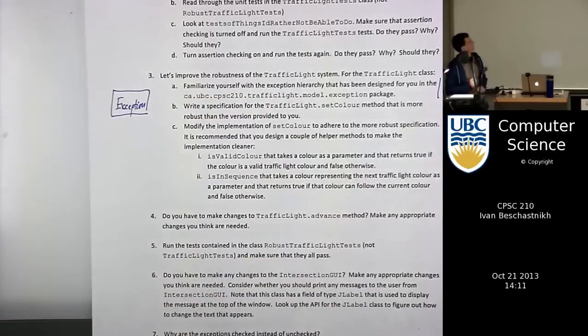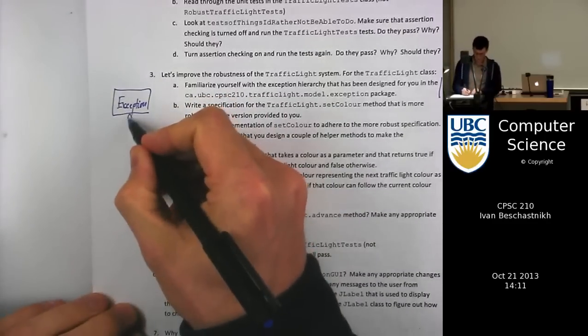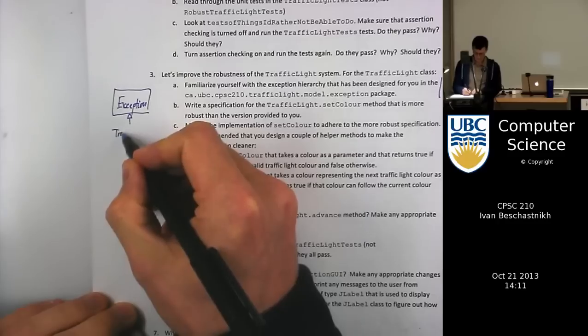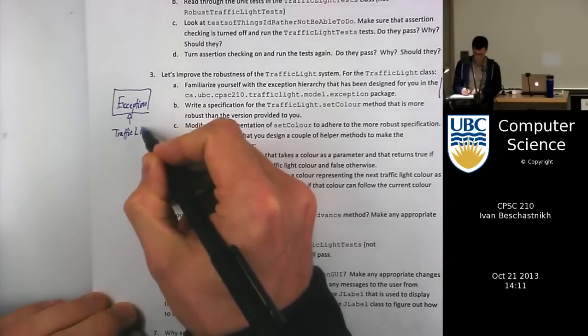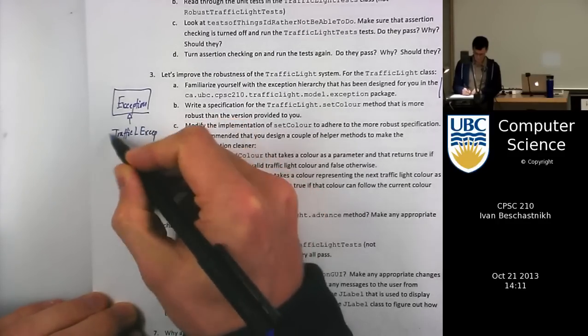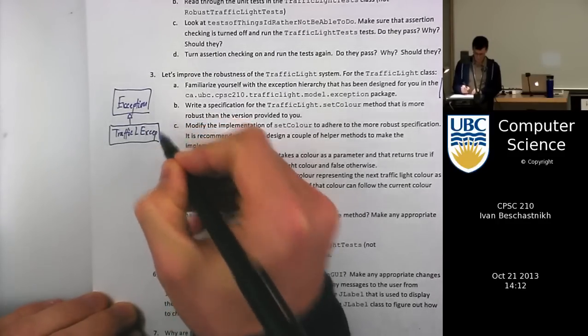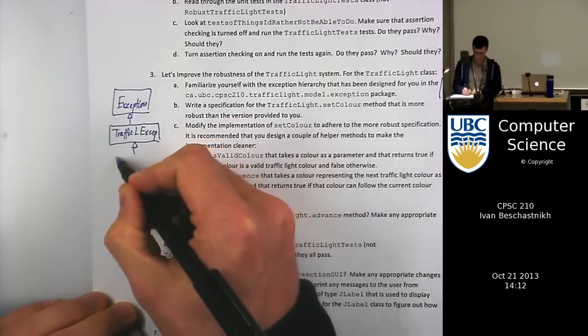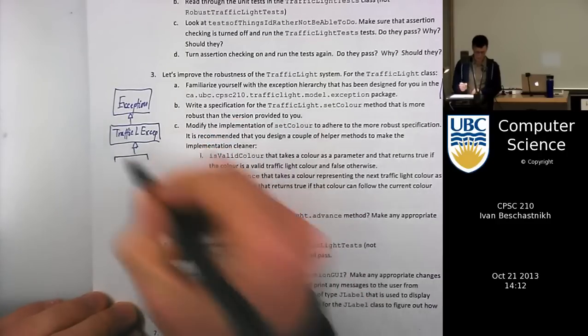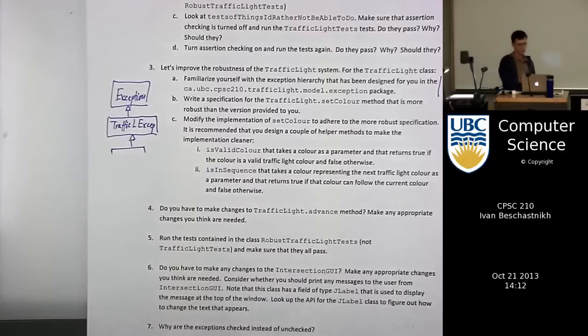and then we have traffic light exception, which subclasses this thing. And then this is actually subclassed by two more exceptions. So color exception extends it, and then also the sequence exception.